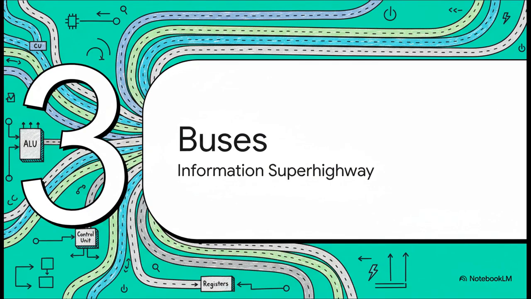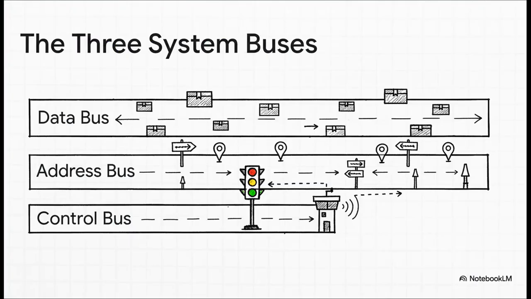Okay, so we've got all these different parts, the ALU, the control unit, all those specialized registers. The big question is, how do they all talk to each other? How does information get from one place to another? Well, the answer is a system of electrical highways that we call buses. And this information superhighway has, you guessed it, three main lanes. You've got the data bus, that's what carries the actual data, the what. Then there's the address bus, which says where that data needs to go. And finally, the control bus acts like the highway's traffic signal system, sending out timing signals to make sure nothing crashes. It's a pretty elegant system.